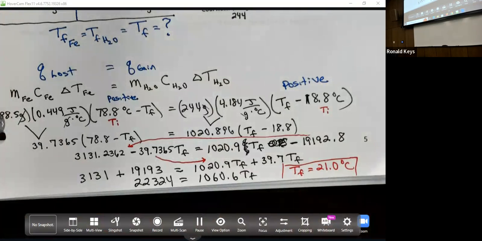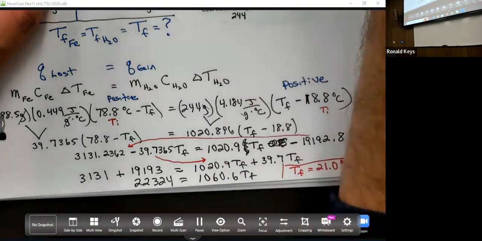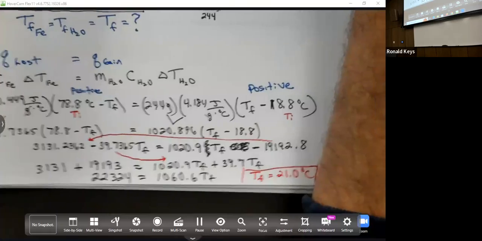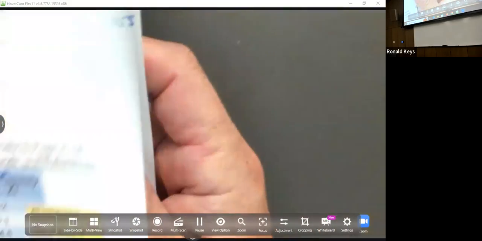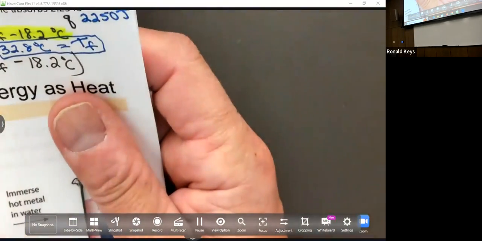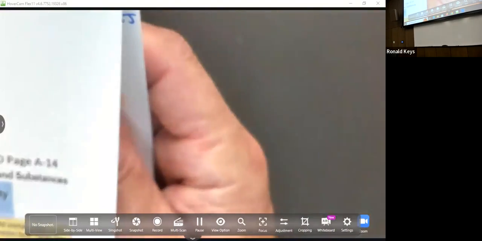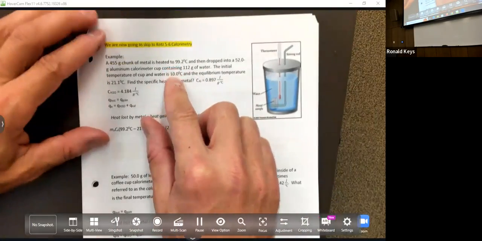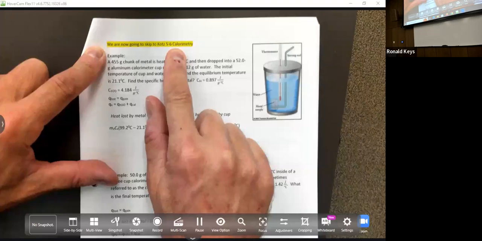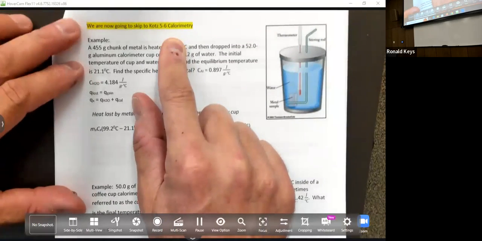All right, let's look at one. We're going to go to section 5.6 in your book now. In OWL, I don't think this is switched around, so you might skip ahead in OWL. This section right here was 5.2, I believe. Let me look. This is 5.2. So what we just talked about is 5.2. Then for some reason, it does other things and comes back to this type of problem in 5.6. So we're going to do 5.6, which is called calorimetry.